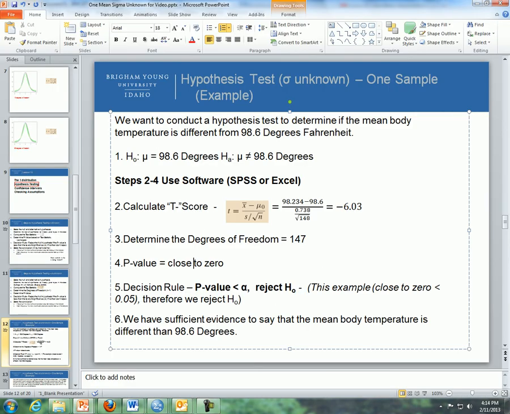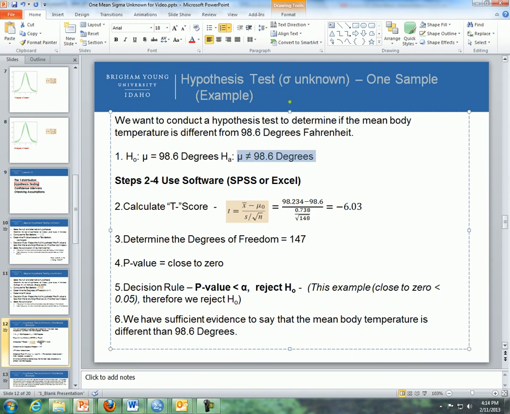Okay, so we go through these steps. This is our test statistic, degrees of freedom, and our p-value. Now it's shown in the output as 0, but it's never actually 0. There's always going to be some type of probability, so I'll just say it's close to 0. And so we go to the next step, which is our decision rule. If our level of significance is 0.05, our p-value is less than our level of significance, therefore we reject the null hypothesis. Okay? So now we have sufficient evidence to say that the mean body temperature is different than 98.6. In our conclusions, we refer to the alternative hypothesis, but we state it in plain English.